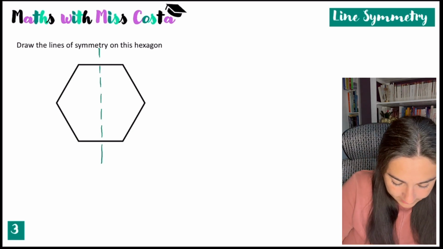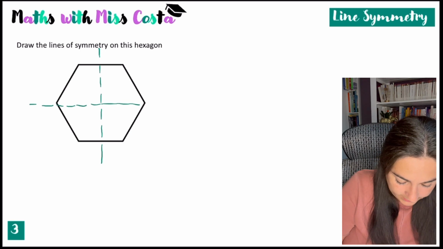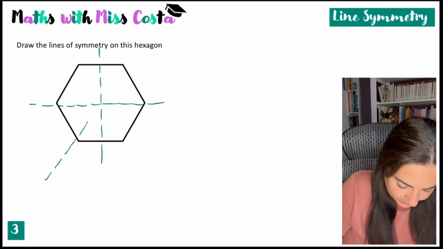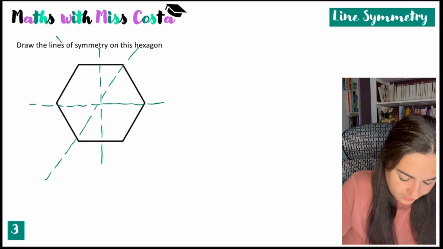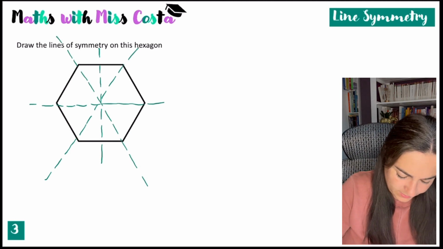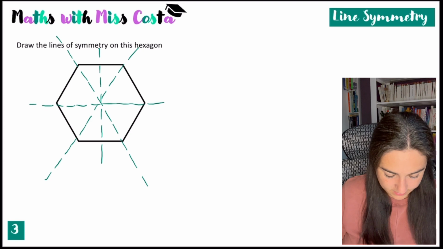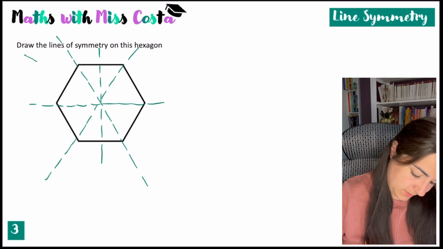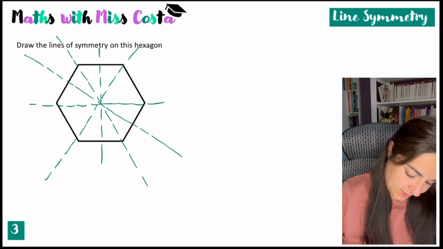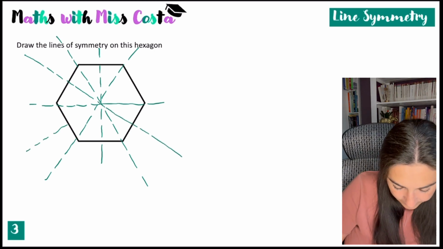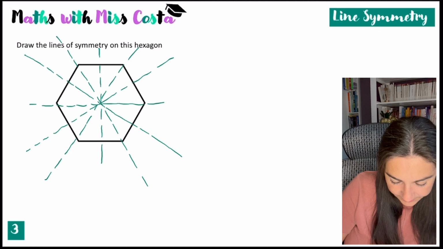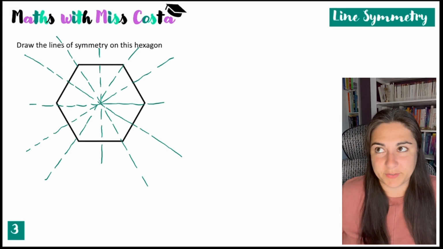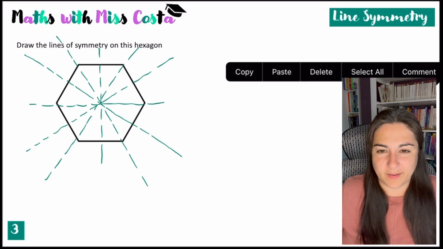So we've got a line of symmetry here, we've got a line of symmetry there, we've got a line of symmetry there, we've got a line of symmetry there, and we also have a line of symmetry here and there. Generally, if it's a regular shape, its lines of symmetry are going to be like the amount of sides that it has.